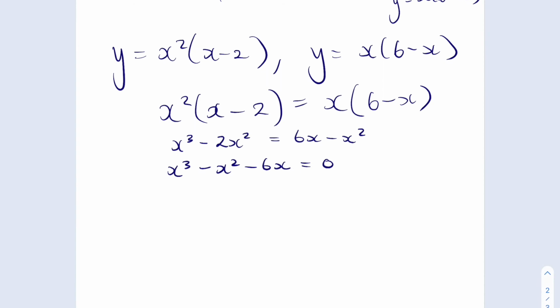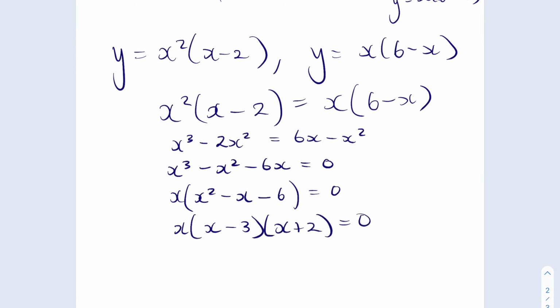I have to solve this cubic, which clearly has a factor of x in common in each term. So I can write this as x multiplied by x squared minus x minus 6. And I can go on to factorise the inside as x minus 3 times x plus 2 being equal to 0. And now I can solve this cubic by identifying the roots. This gives me x equals 0, x equals 3, or x equals minus 2. I've got 3 numbers multiplying together to make 0. Each one of them could be 0, so I get 3 solutions.